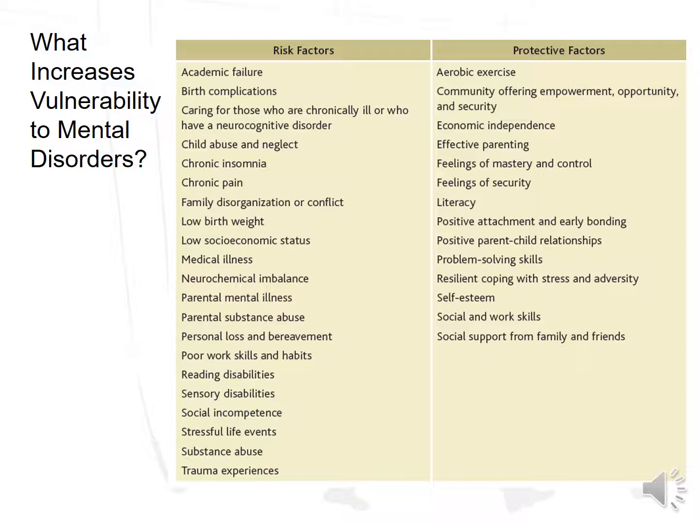Protective factors against developing a mental disorder are aerobic exercise, a community that offers empowerment, opportunity, and security, economic independence, effective parenting, feelings of mastery and control, feelings of security, literacy, which is very interesting, to see that literacy rates actually are a protective factor against mental disorders, positive attachment and early bonding, positive parent-child relationships, problem-solving skills, resilient coping with stress and adversity. This is also referred to as grit by Angela Duckworth. Self-esteem, social and work skills, and social support from family and friends.